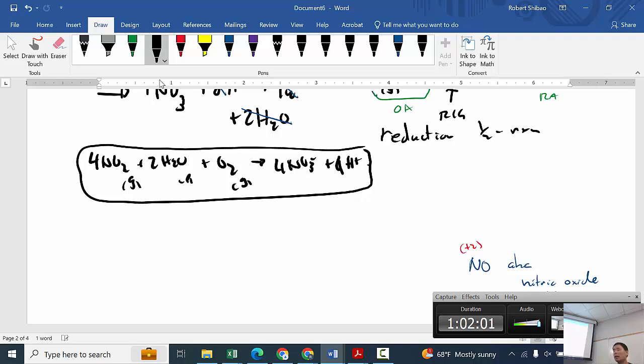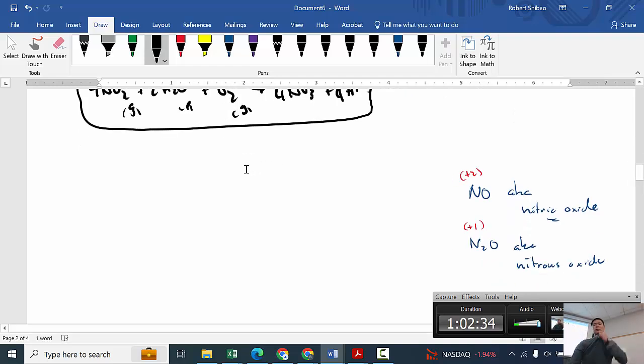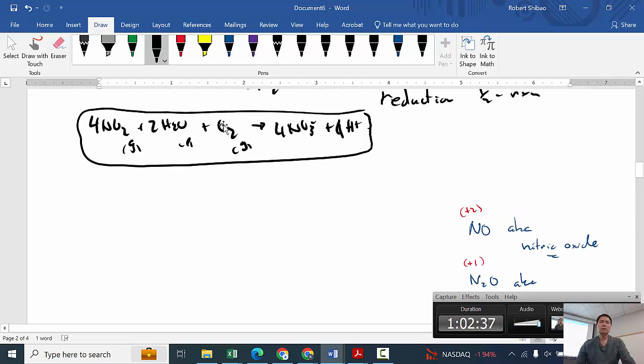Then we check if this is balanced. We check by checking the atom balance first. So 4 nitrogens, 4 nitrogens, 8 oxygens plus 2 gives us 10, plus 2 gives us 12. 4 times 3 is 12. 4 hydrogens, 4 hydrogens. So atoms are balanced. And then the charge on the left is 0 plus 0 plus 0 is 0. And the charge on the right is minus 4 plus 4 is 0. And so this is balanced. We always do a check of the balance. Make sure it's okay.